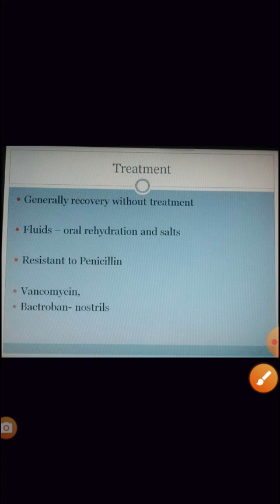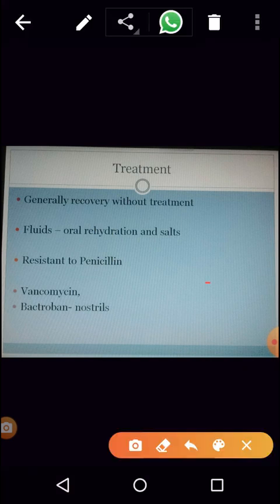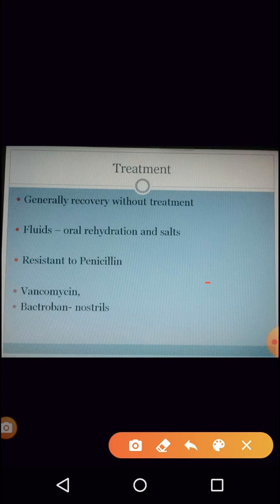Now treatment is generally not required here, because it is self-limiting. Within a day or two, by the time you realize you are sick, the person recovers. Oral rehydration and salt intake has to be there, because there is diarrhea and vomiting. It is resistant to penicillin, hence that cannot be given. Vancomycin could be given.